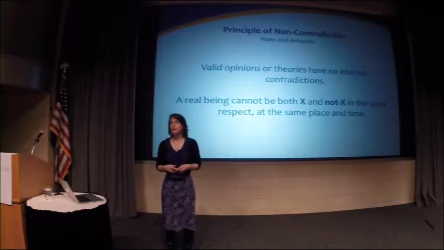A real being cannot be both X and not X at the same time, the same place, in the same respect. So take the argument, when you're talking about the unborn child, is it a person or not? If you argue, well, it's a person if you want it to be and not if you don't, so we'll just agree to disagree, that's a completely illogical, irrational argument. You can't ground your law in that, because then it becomes an irrational law. The unborn child is either a full human person or it is not.